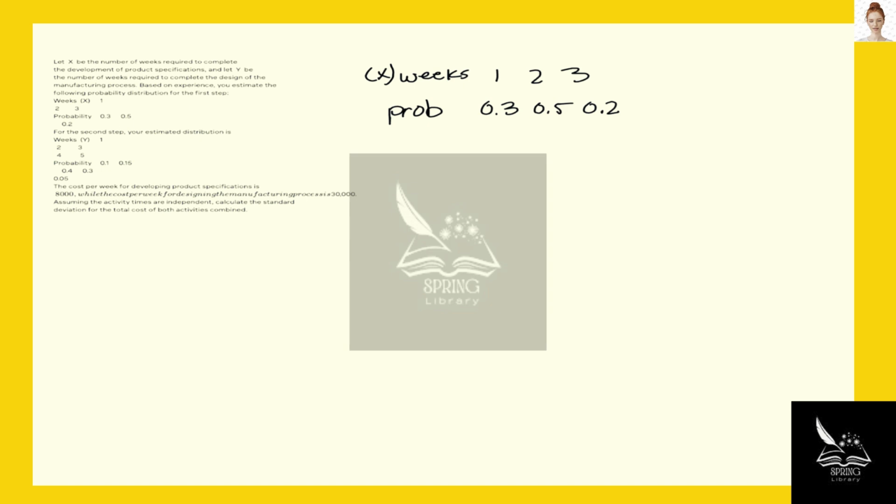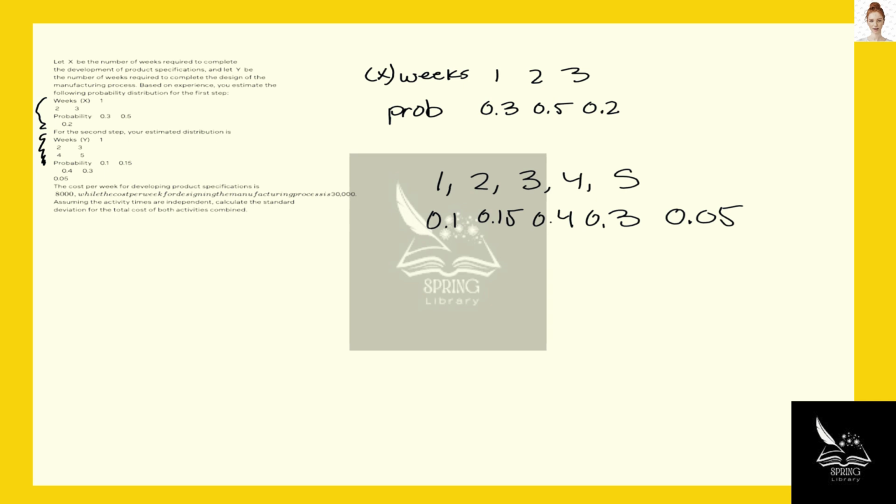So the probability distribution for the first step is this, and then for the second step is this. So I have 1, 2, 3, 4, 5, and then I have 0.1, 0.15, 0.4, 0.3, and then 0.05.